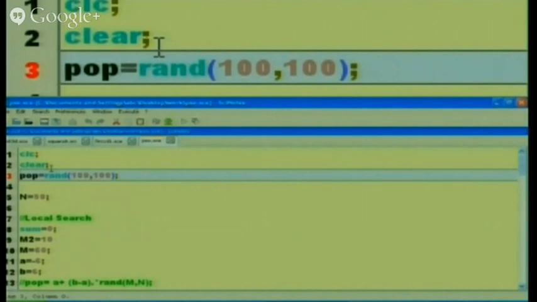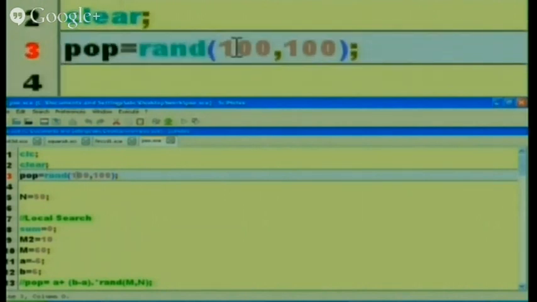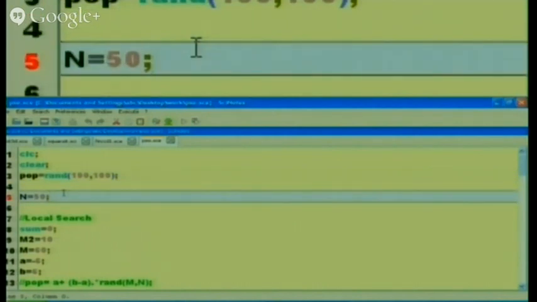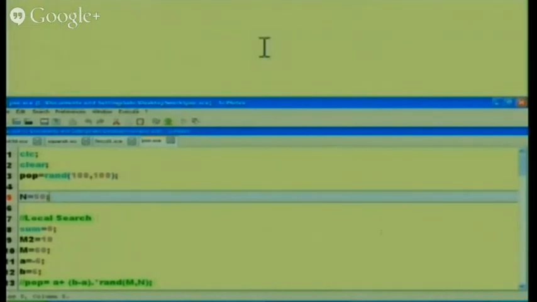So for this we are just generating a population, POP, which is randomly generated, let us say 100 by 100. 100, 100, now you are very much familiar what it means: 100 rows and 100 columns are there. N is equal to 50, the number of iterations you want to do. Now the stopping criteria I have put is either 50 or you can put anything, thousands you can also put, and also the error stopping criteria can also be put.